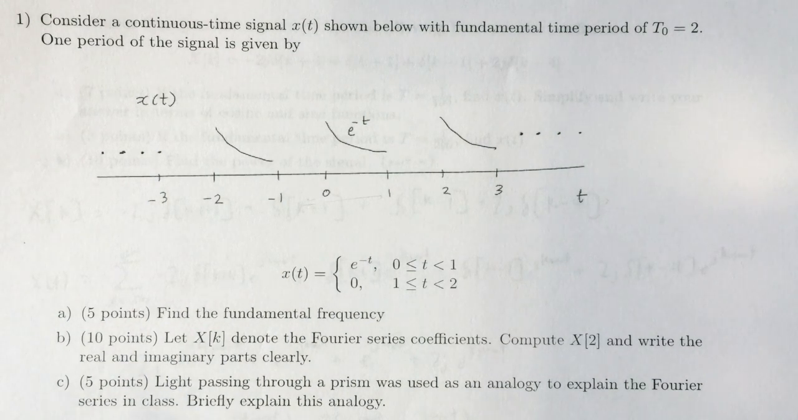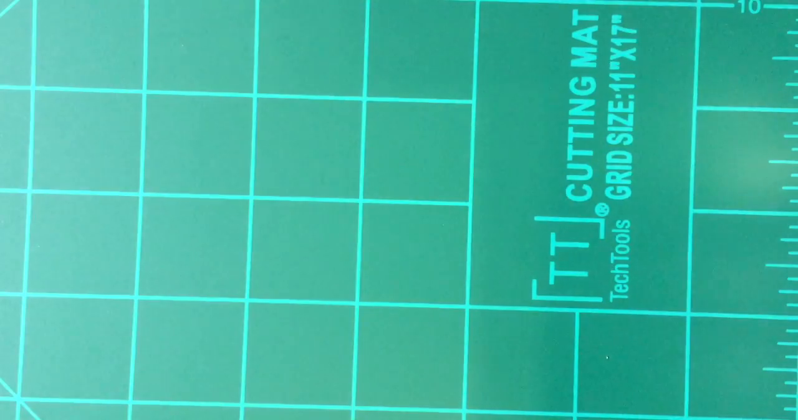And then here are the parts of the question. Part A, find the fundamental frequency. Part B, let x of k denote the Fourier series coefficients, compute x of 2, and write the real and imaginary parts clearly. Then part C, light passing through a prism was used as an analogy to explain the Fourier series in class. Briefly explain this analogy. Alright, so let's get to it.